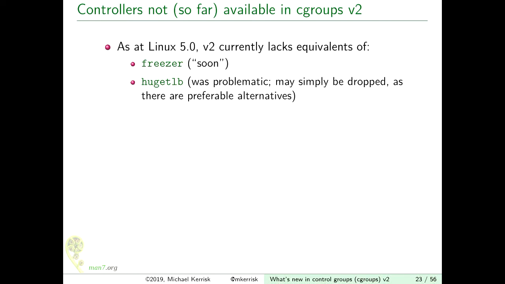There is one other controller in version 1, the huge TLB controller, but from what I understand, it won't be moved to version 2, because it's considered there are better ways of managing huge page allocations than using Cgroups nowadays, so it won't be added to Cgroups version 2.